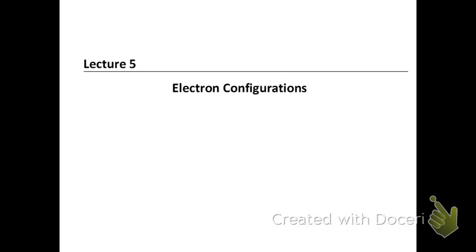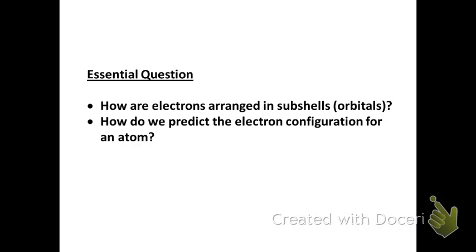Alright, we're going to get started with Lecture 5, Electron Configurations. Here in Lecture 5, we're going to pick up where we left off with atomic orbitals and go further with that, as well as talk about this new idea of electron configurations. So our essential questions for this lecture are: how are electrons arranged in subshells or in orbitals, and how do we predict the electron configurations for an atom? Make sure you're able to answer those two questions by the time we're done with this lecture.